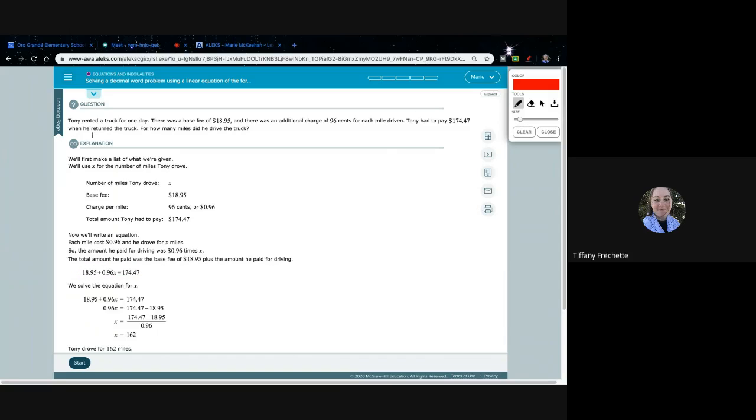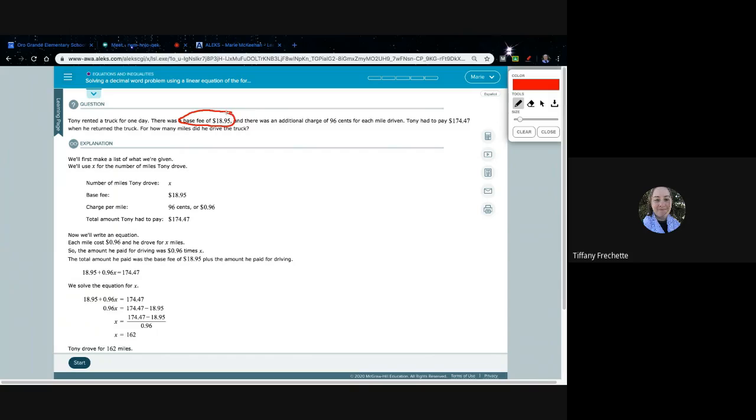So in this case, we have Tony rented a truck for one day. There was a base fee of $18.95, and there was an additional charge of 96 cents for each mile driven. Tony had to pay $174.47 when he returned the truck. For how many miles did he drive the truck? So we're missing the piece. We don't know how many miles he drove, but we do know he has this base fee.